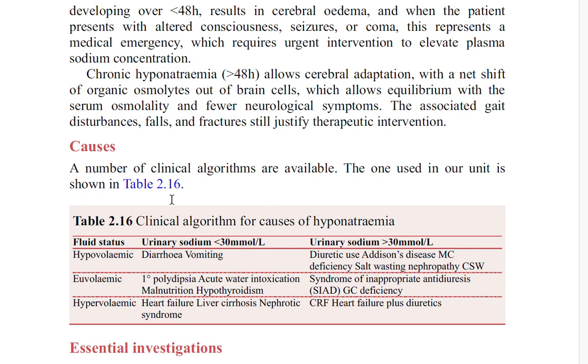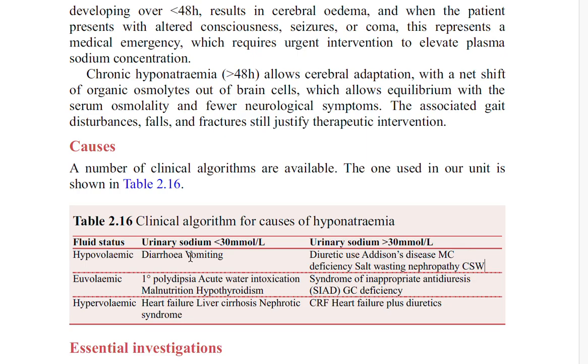Whenever a patient comes to you, you will do the basic investigations. Urine sodium is one of the investigations. So this classification is based on the urine sodium with the fluid status. If urine sodium is less than 30 and the patient is hypovolemic, the cause is diarrhea or vomiting. If it is more than 30 and the patient is hypovolemic, then the cause could be diuretic use. The patient is either on a diuretic. Addison disease is also one of the causes, in which there is adrenal insufficiency, aldosterone insufficiency, then mineralocorticoid deficiency, salt-wasting neuropathy, and cerebral salt wasting. CSW is cerebral salt wasting.